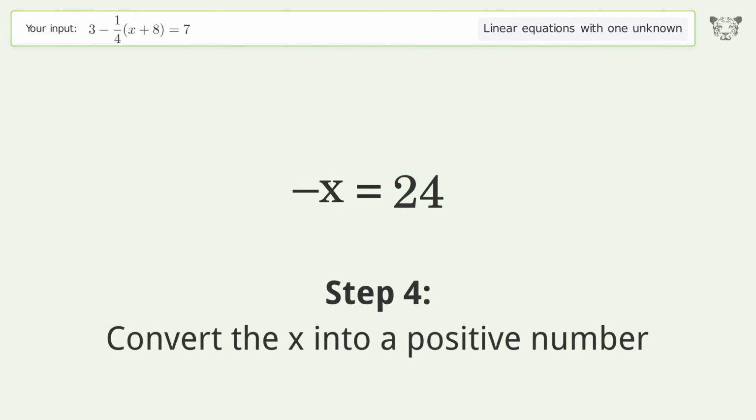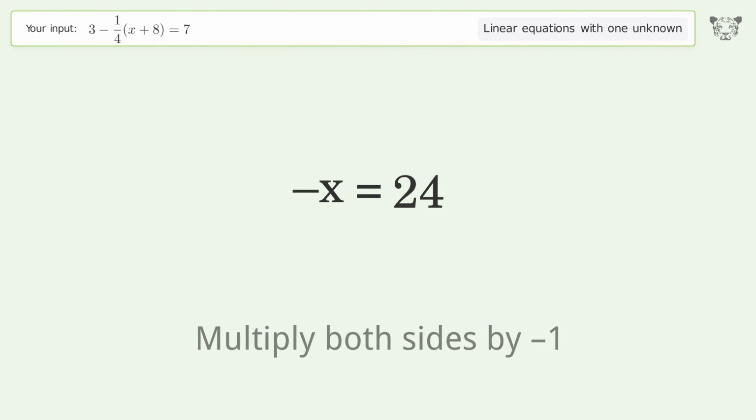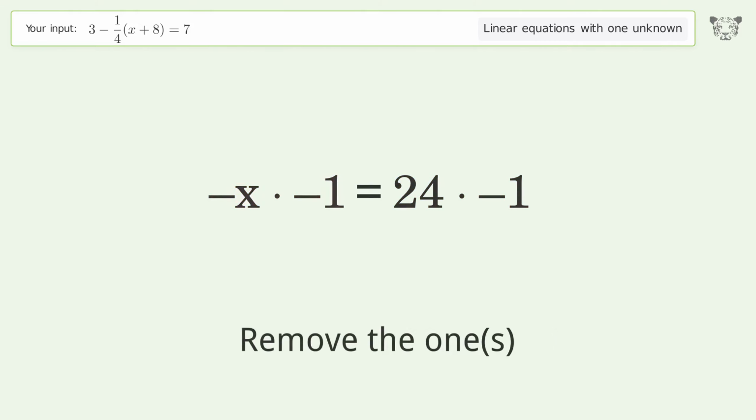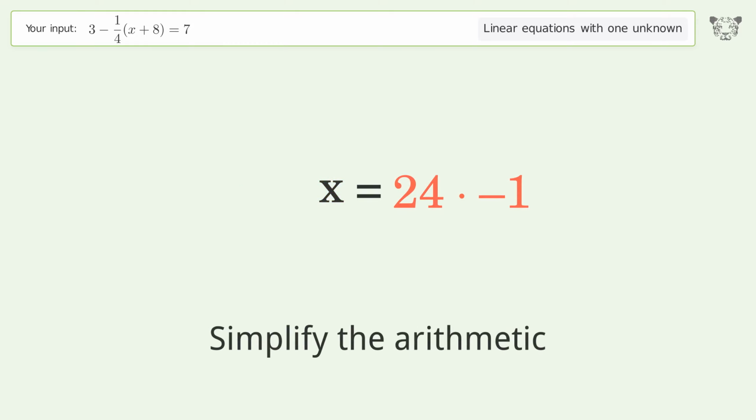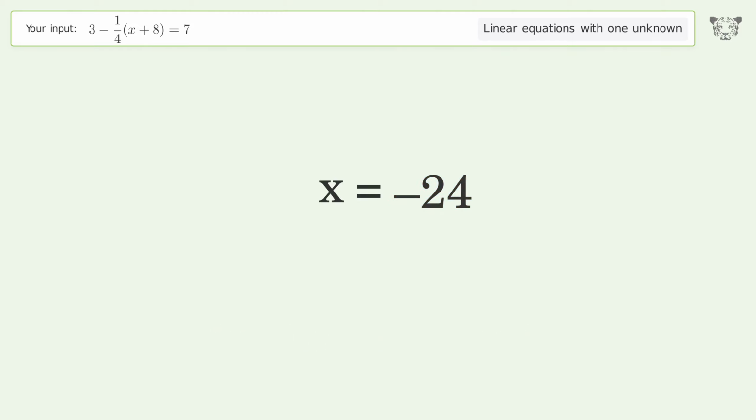Convert the x into a positive number. Multiply both sides by -1. Remove the ones. Simplify the arithmetic. And so the final result is x equals -24.